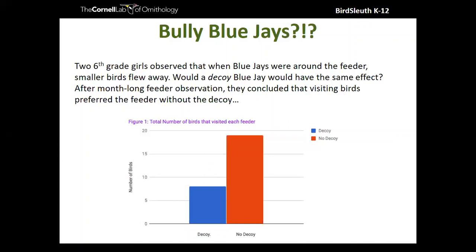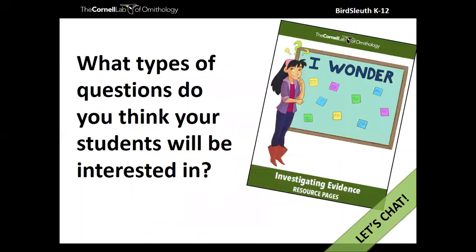So after a month-long feeder observation, they concluded that the visiting birds preferred a feeder without the decoy. Again, these girls first participated in citizen science, noticed this observation that when blue jays were at the feeder, other birds flew away, and they wanted to test if that would be the same with a decoy blue jay, and go through the entire scientific process again.